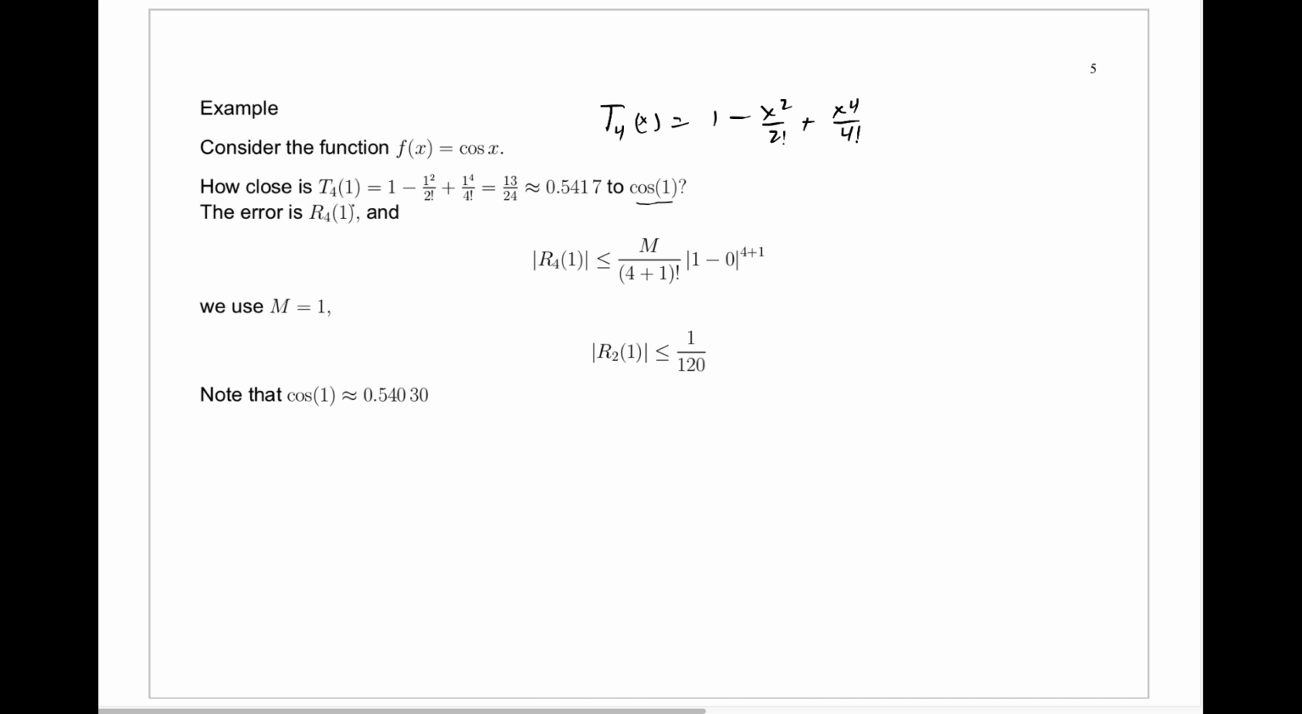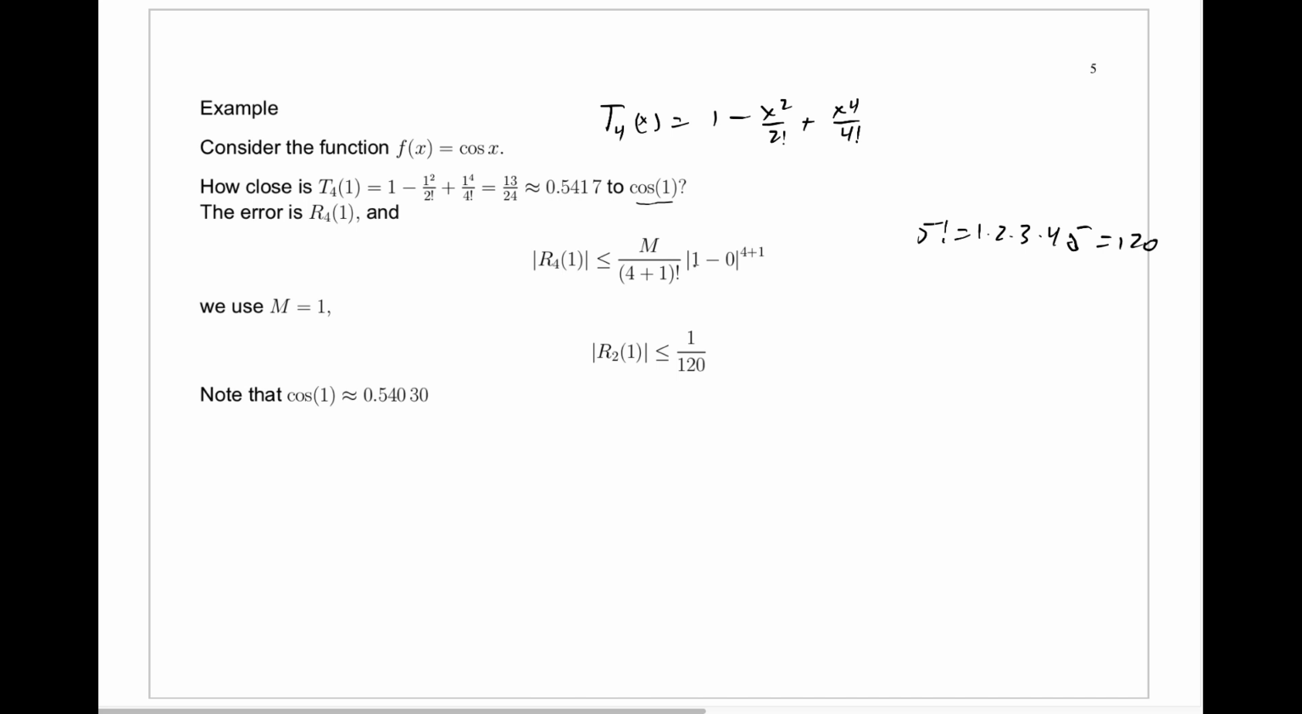Well, Taylor's theorem tells us that the error is what we call R4 of 1, the fourth degree Taylor remainder term at the value 1. And Taylor's theorem tells us that the absolute value of that error is at most M over 4 plus 1 factorial. That's 5 factorial. And remember, 5 factorial is 1 times 2 times 3 times 4 times 5, which you'll see is 120.